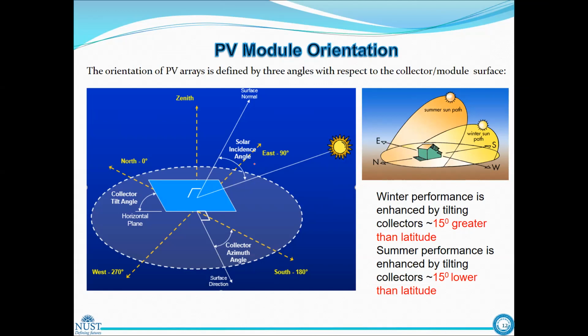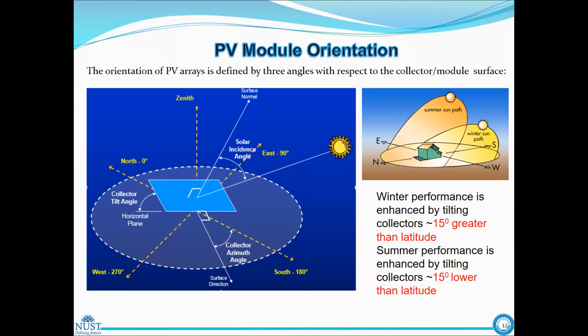The first one is the solar incidence angle, which means the sun should be in front of the photovoltaic module, which says that the angle between the normal to this surface and the ray coming from the sun should be 0 or as minimum as possible. So the solar incidence angle should be 0 or minimum possible.